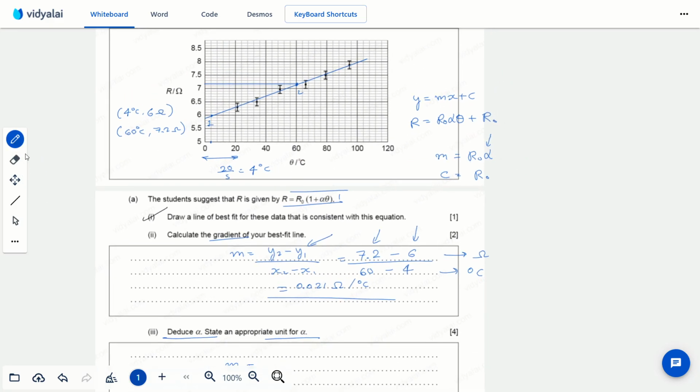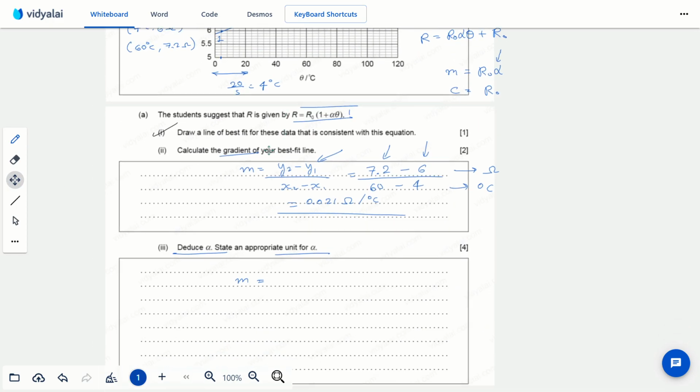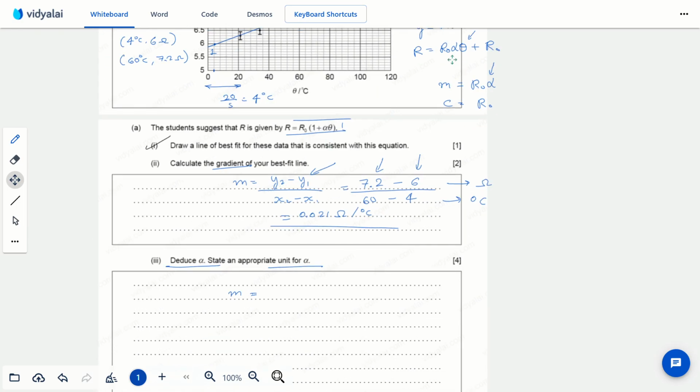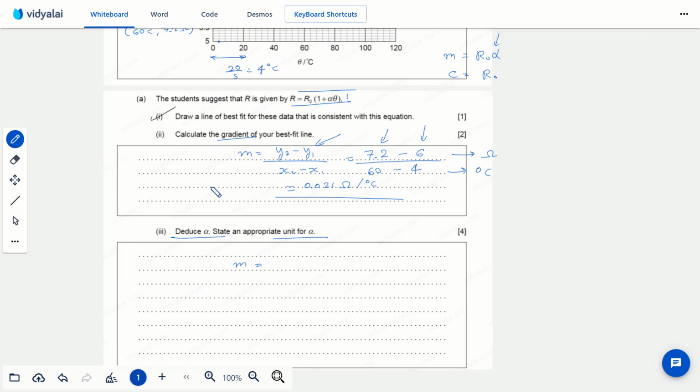There is no theta here because I need to take the coefficient of the variable. So the coefficient of the variable is r naught alpha, and that equates to m, the coefficient of the variable x. Theta is the variable and r is another variable, so they are both equivalent to x and y. The coefficient of x, m, is equivalent to r theta alpha, r naught alpha, sorry.